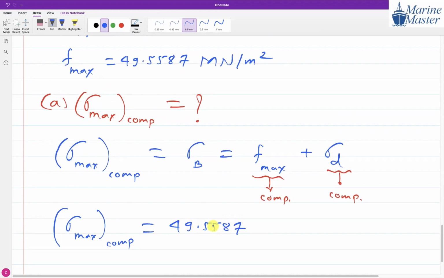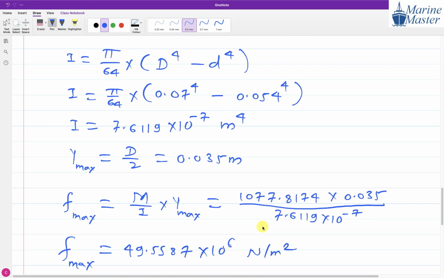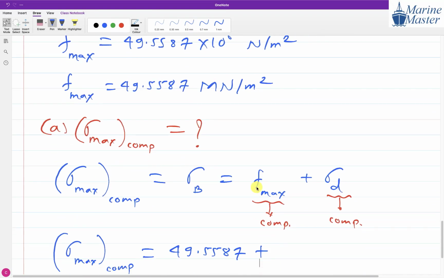49.87. Remember, if you want to add two things, their units must be the same. Always keep this in your mind. If you are using meganewton per meter square for F max, then for sigma d also meganewton per meter square. So sigma d, how much meganewton per meter square? 8.3883.